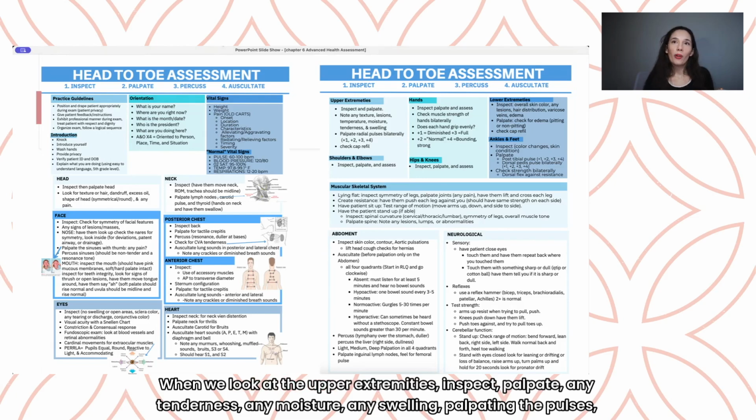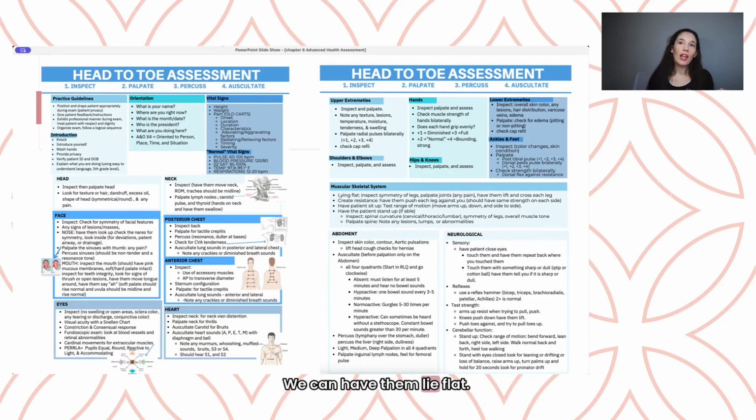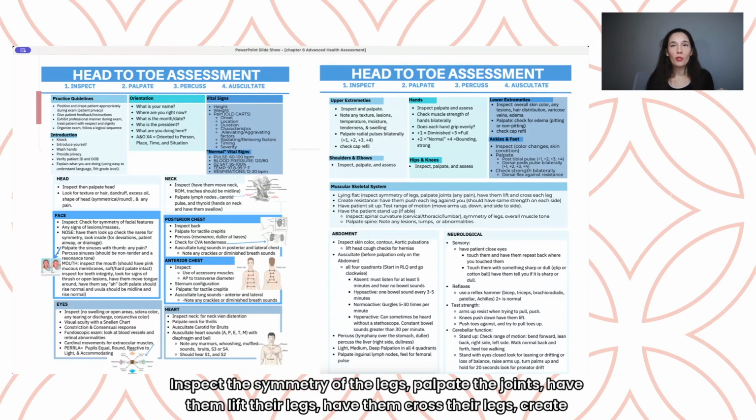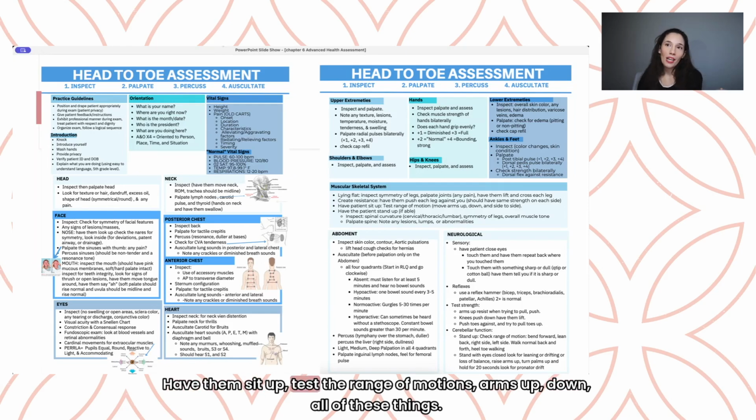When we look at the upper extremities, inspect, palpate any tenderness, any moisture, any swelling, palpating the pulses, checking cap refill, same with the hands. The lower extremities, very much the same. Musculoskeletal system, we can have them lie flat, inspect the symmetry of the legs, palpate the joints, have them lift their legs, have them cross their legs, create resistance and see if it's the same strength on each side, have them sit up, test the range of motion, arms up, down, all of these things.